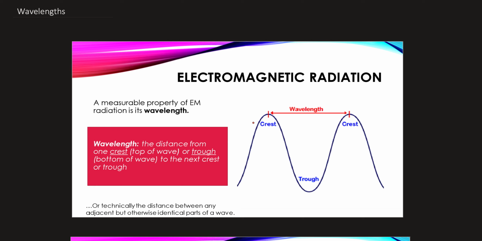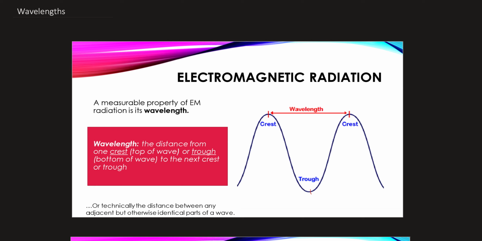Now we see these labels that are labeled crest and trough. Now what are crests and troughs? Well, a crest is the top of a wave. So if we were to look at this wave right here, this would be the top of the wave, and a trough would be the bottom point of the wave. Now, if you look at the distance between this crest and this crest, that would be considered our wavelength.